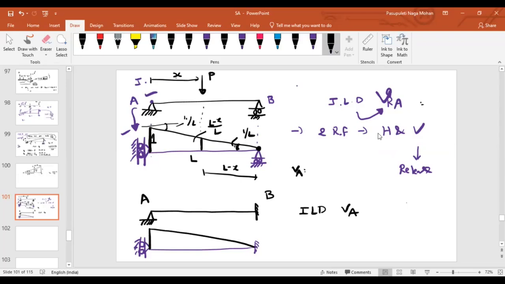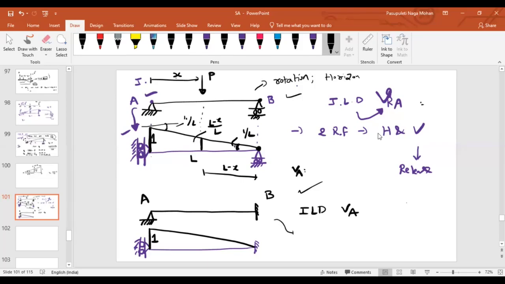Will it be like this? No, sir. Yes or no? Why? Because horizontal and vertical movement will be restricted, sir, because the support is a fixed support. What is the difference between this case and this case? What is the type of support here? Roller support. It will allow the horizontal displacement. The fixed support will allow the rotation.